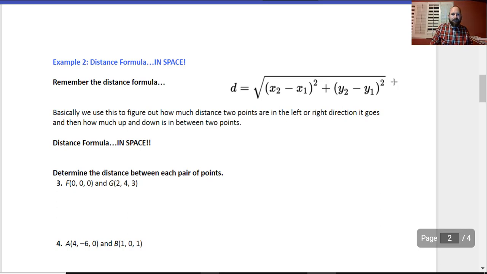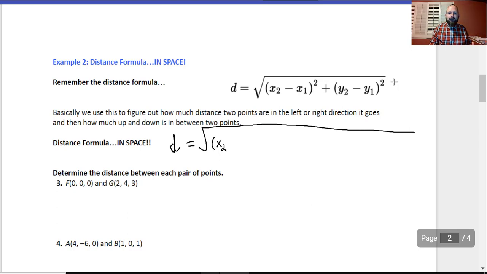Well, the distance formula in space is the same thing. The distance will equal x2 minus x1. That's still the same. We're still going to square it. And we're going to find the y2, the second point, minus the y1 of the first point, square it. And then we're going to add z2 minus z1 and square it. So basically, now we just have 3 points.